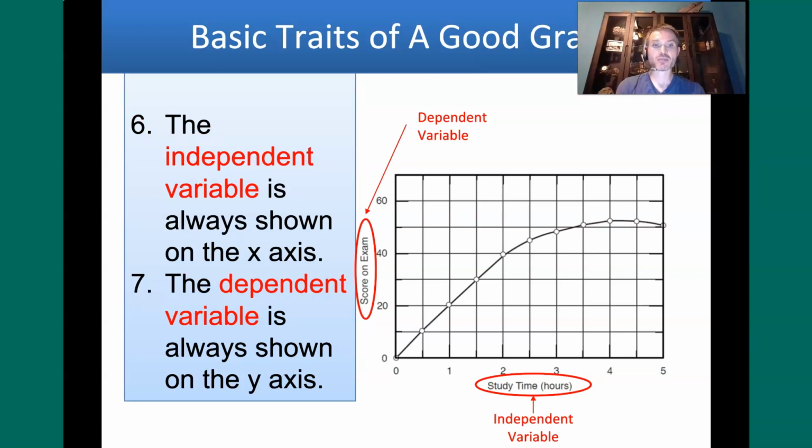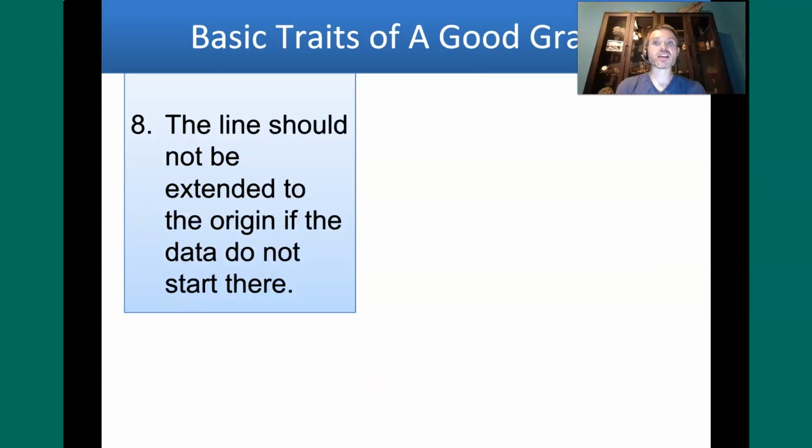That is customary to do, and we always put the dependent variable on the Y axis. Once again, that is the customary way to do that. So what that means is whenever I as a scientist look at your graph, I know immediately what you changed and what you measured. Consistency is the best. And lastly, the line should not be extended to the origin if the data doesn't start there.